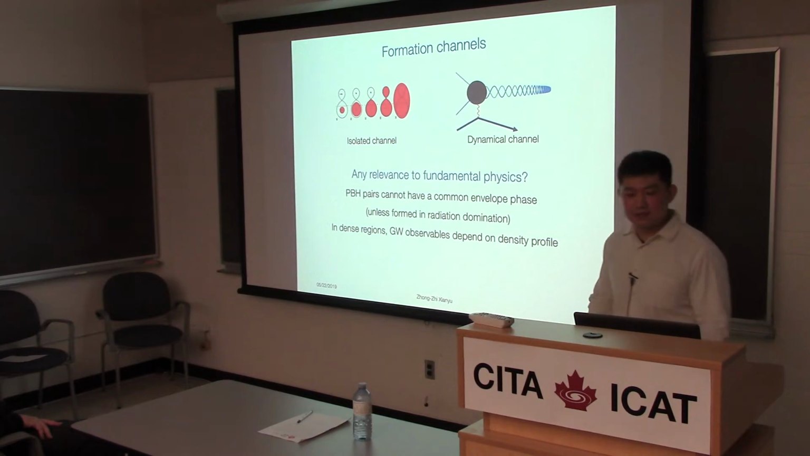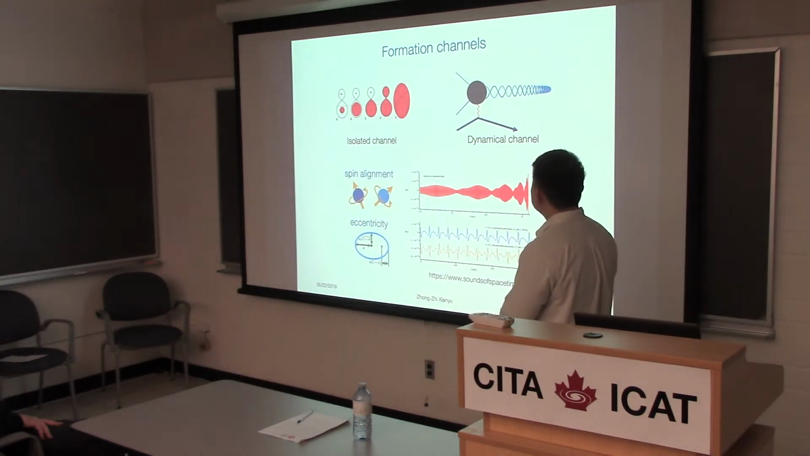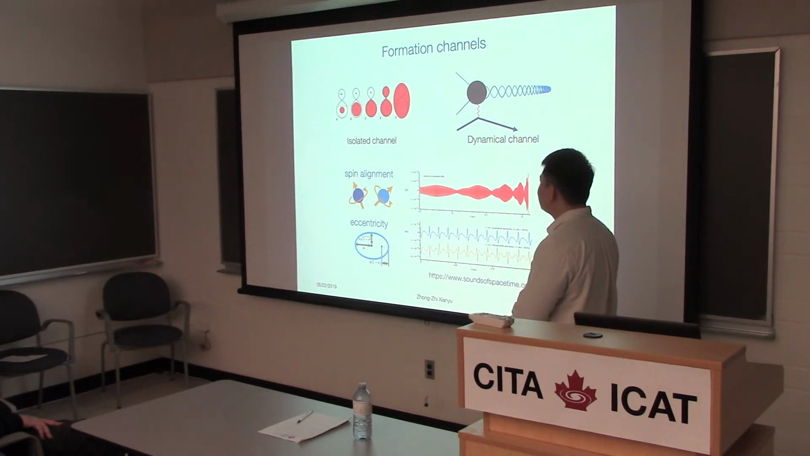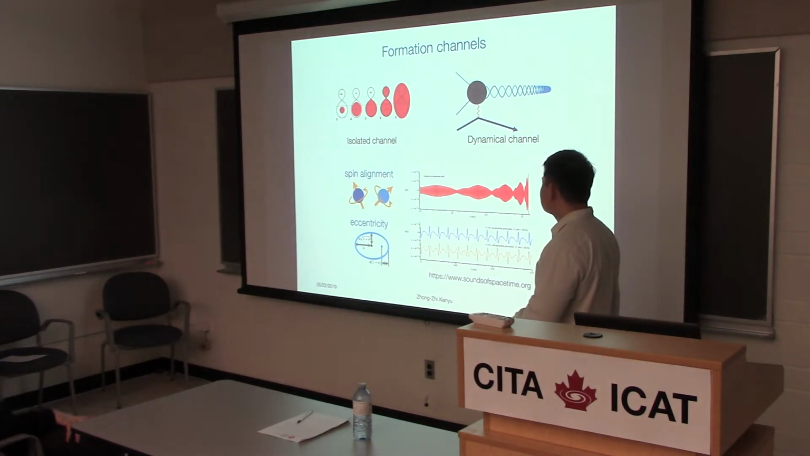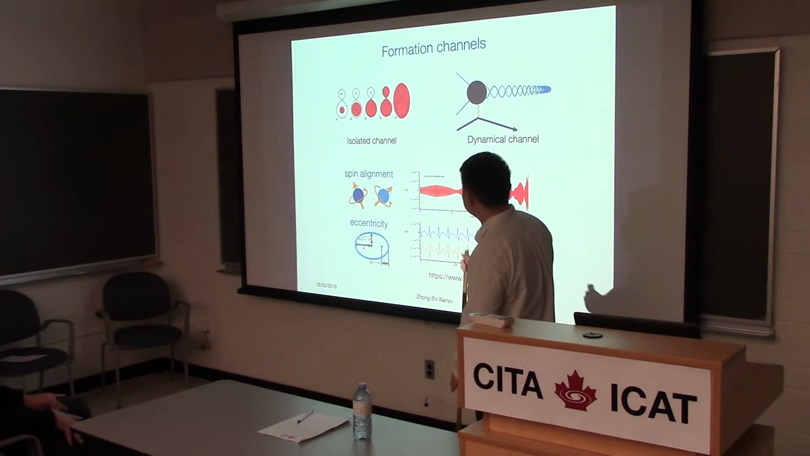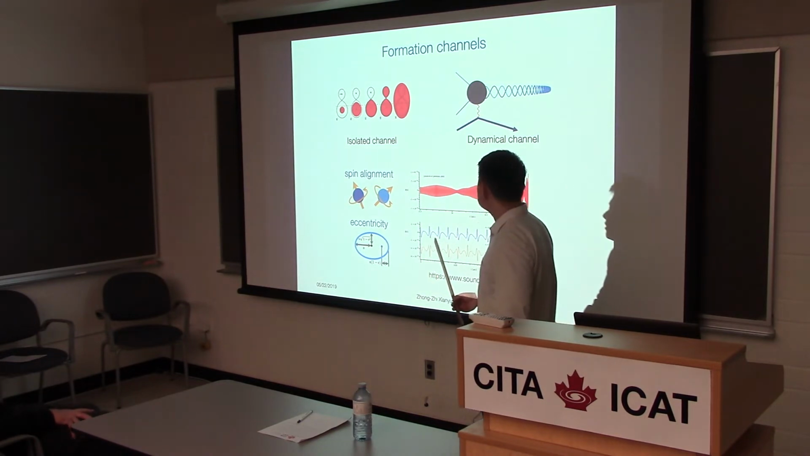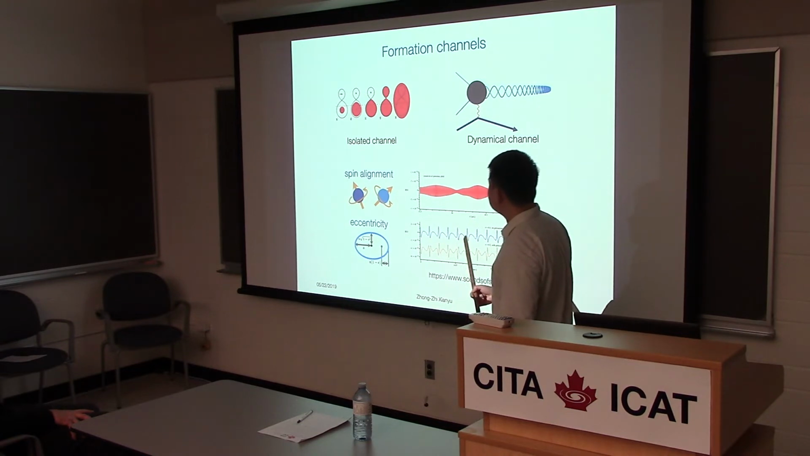With this said, let me show you some observables that are very useful to tell the channels apart. So people in general talk about several observables like spin alignment, eccentricity, the mass function to tell different channels. And in this talk, I will mostly focus on eccentricity, but now I would like to say a bit about general things. So first, spin alignment.